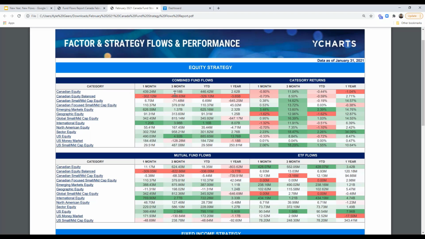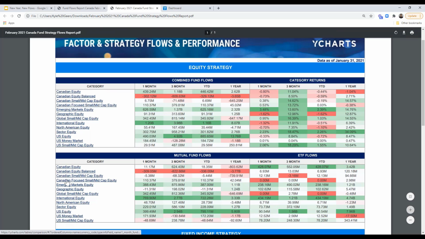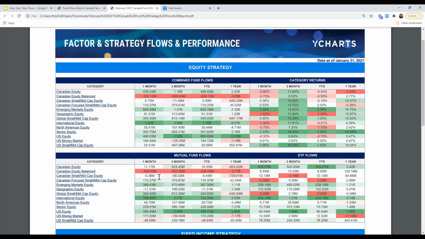We have our equity strategies up top, and this report is structured a little bit differently. So here we have the combined flows, taking into account both mutual fund and ETF flows. You have the category returns on the right in this first section. And then the second section, it's the exact same categories, but here we actually break out mutual fund flows versus ETF flows. And once again, the conditional formatting tells your eyes where to go and shows you exactly where you're seeing outflows, what categories are seeing inflows, and does a great job of helping identify that.